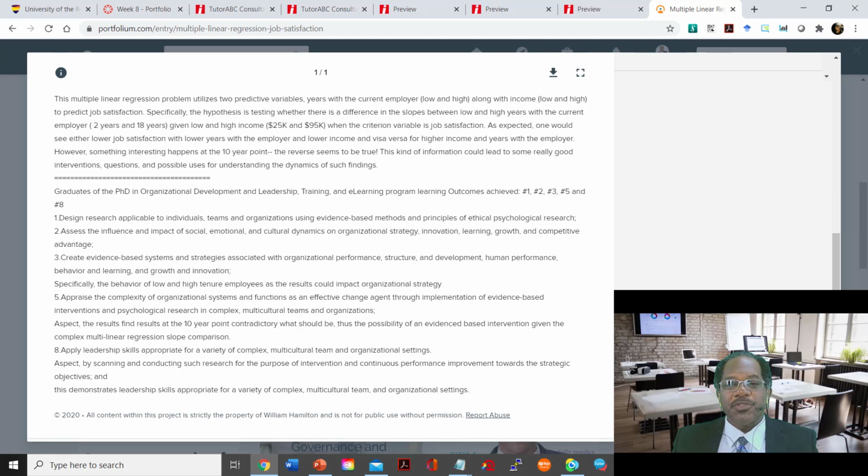What's interesting about this is you would expect those with low years with the employer would have lower satisfaction than those with higher years. This is generally true, but what we find is at the 10-year point, something happens with the curves and they kind of shift. So this is an interesting one to look at.